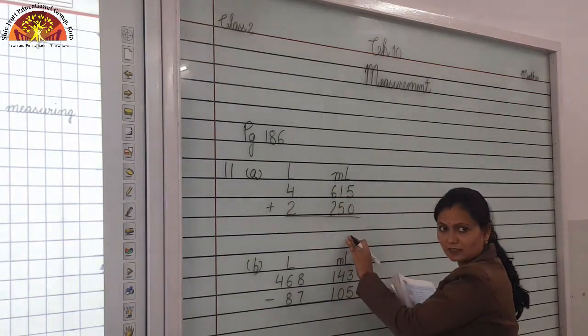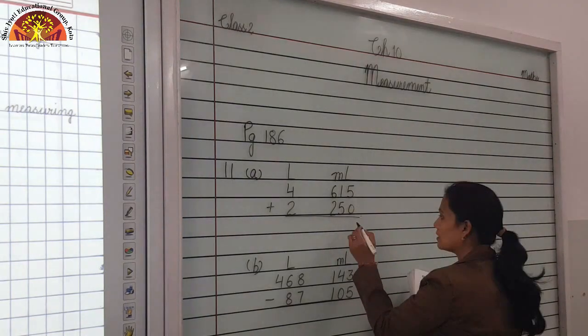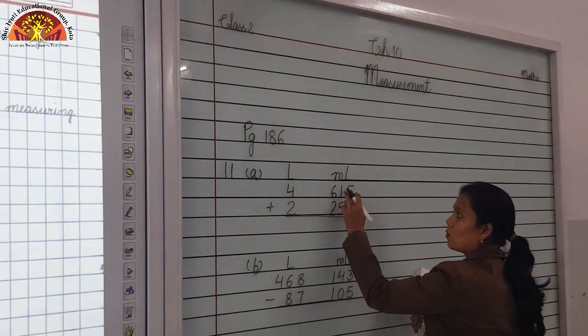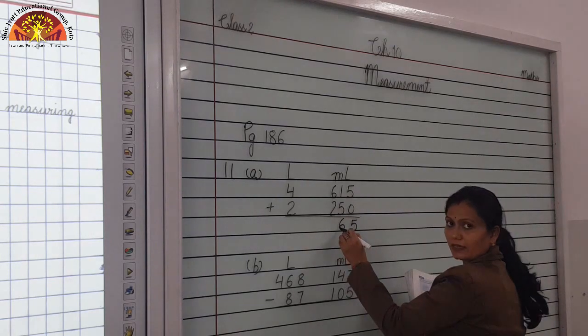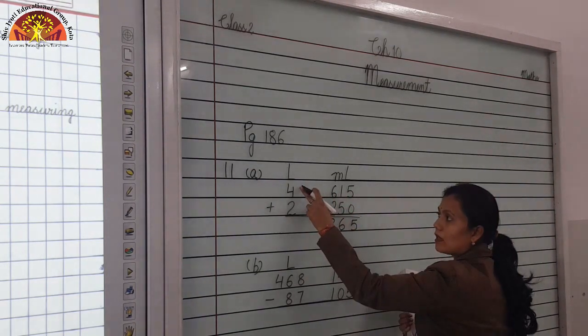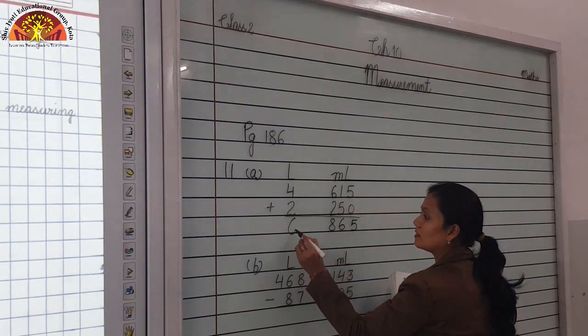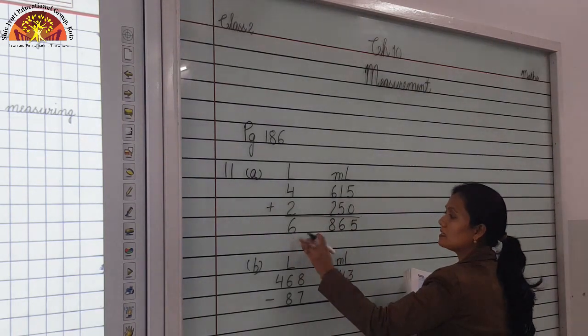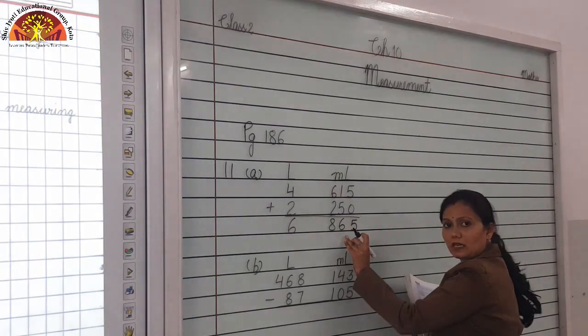We have to add these numbers. 5 plus 0 is 5. 1 plus 5 is 6. 6 plus 2 is 8. And 4 plus 2 is 6. So our answer is 6 liter 865 milliliter, right?